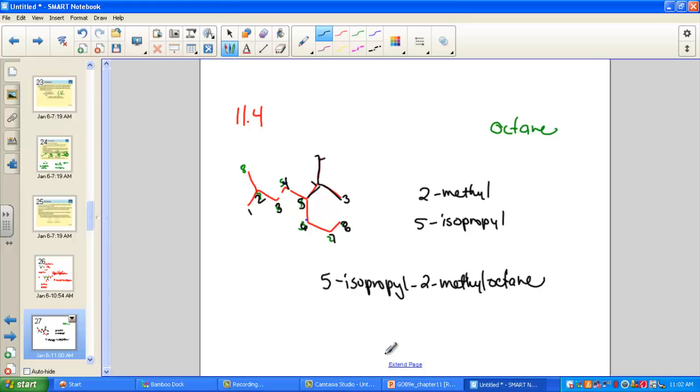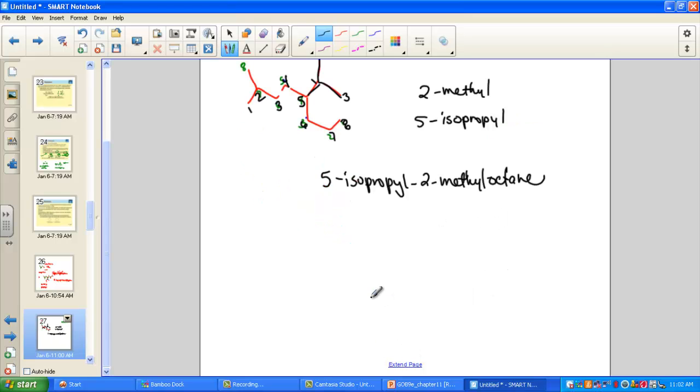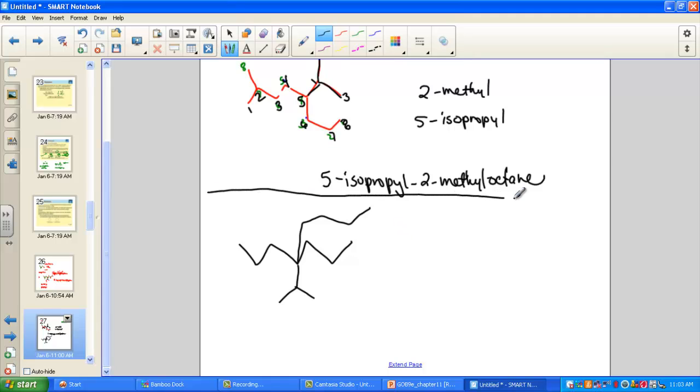Shall we try another? And this will be the last example. Let me get this structure drawn. 1, 2, 3, 4, 5, 6, 7. Start up. 1, 2, 3, 4, 5, 6, 7. Just trying to model what I have in my book here. At this point, I have a structure like this, and then an iso coming down here. All right, looks like a bunch of squiggles. We're trying to name that compound.